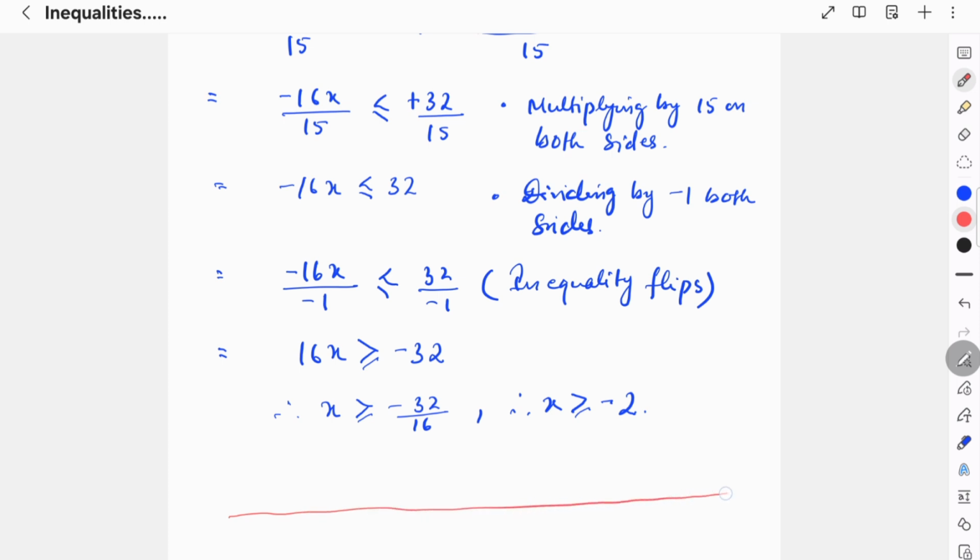Now let's plot this on a number line. So if we mark the position of x, my x is equal to minus 2 and x is greater than minus 2. So the value of x will move towards the right hand side.